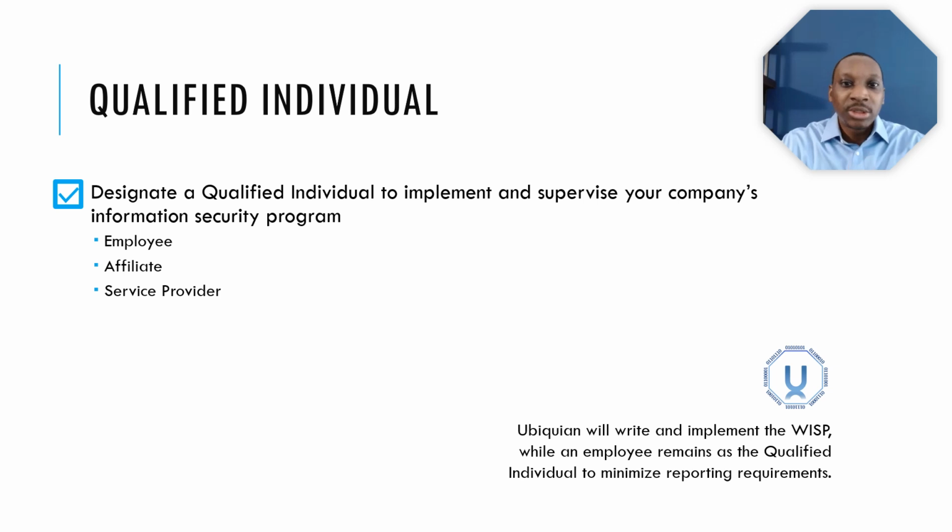So the first one, the WISP requires that you designate a qualified individual to implement and supervise the information security program. So when they say qualified, they don't mean someone who has the technical chops to implement administrative, technical, and physical safeguards. What they really mean is someone who is most familiar with the business processes and policies to ensure that the program is appropriate and complete for the business. So that could be an employee, an affiliate, or service provider, for example. But ultimately, you want someone that's going to continue to be fully engaged and responsible for the nature of the security plan. So at Ubiquian, we recommend that you choose an employee at a senior leadership level who's least likely to turn over and lead the company, right, to minimize changes to the plan and reporting requirements.